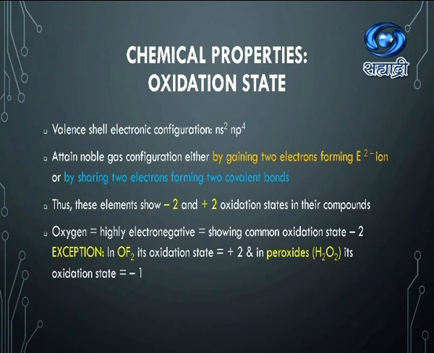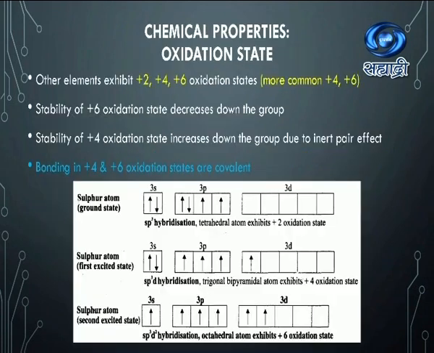One exception you have to consider: in oxygen difluoride, its oxidation state is +2, and in all peroxides, oxidation state is -1. Considering these exceptions, if you go through any compound of oxygen, you will find that oxidation state is -2. Now other elements exhibit +2, +4 and +6 oxidation state. In that, more common is +4 and +6. So here is the chart that can give you how +4 and +6 oxidation state is obtained in case of sulfur.